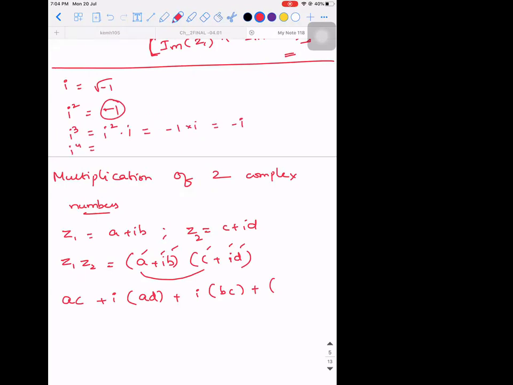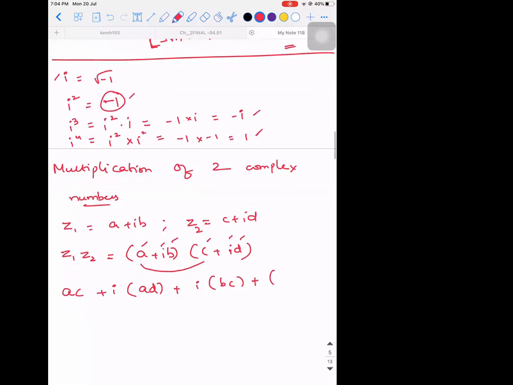Then i power 4 is i square into i square. What is i square into i square? -1 into -1, that is +1. Are you guys able to understand? So i is root of -1, i square is -1, i cube is -i, and i power 4 is 1. Have this point in your mind.